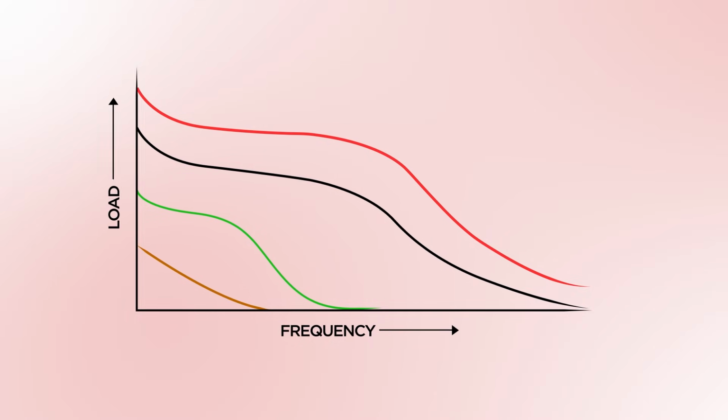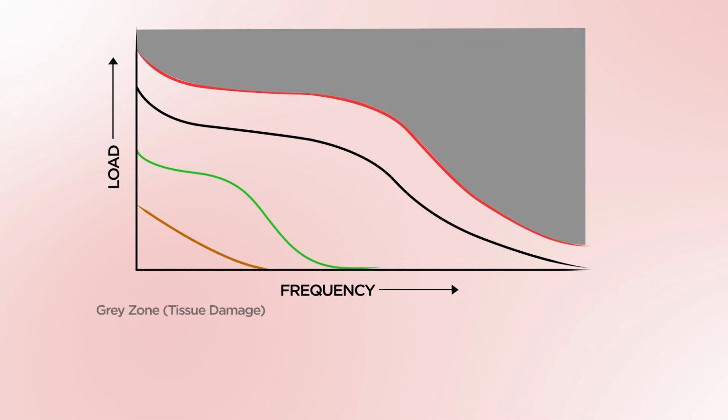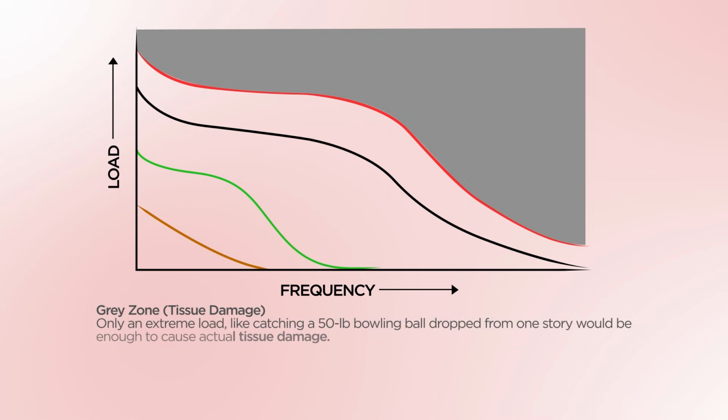So we can visualize how these various situations can impact our tissues by layering on the zones in the envelope of function. And this parallels the regular concept of the health bar we consistently reference, yet we add some more nuance. The gray zone, which is tissue damage, with high enough load, and it has to be excessive, like catching a 50-pound bowling ball dropped from a single story, that would definitely cause some tissue damage. And this is definitely something that never happens while we're typing or gaming or drawing.